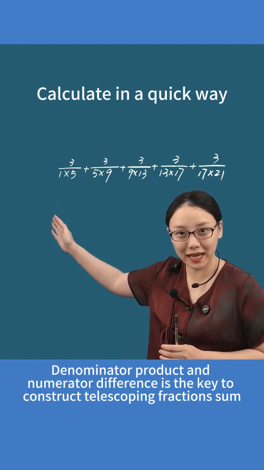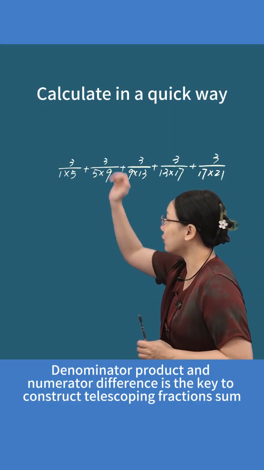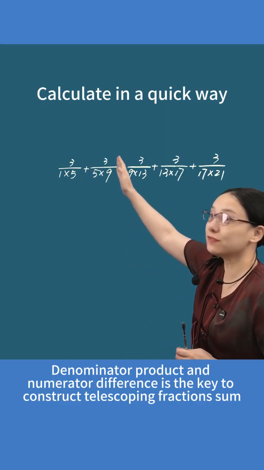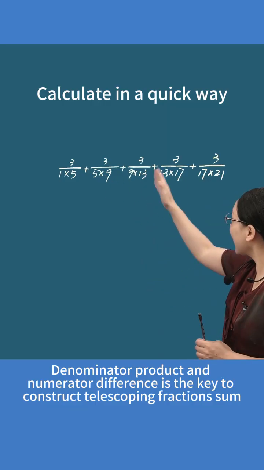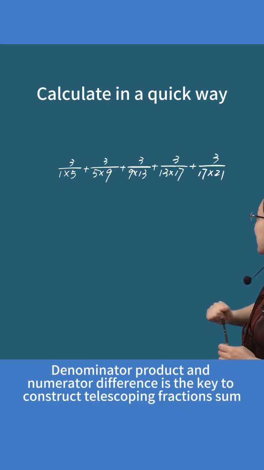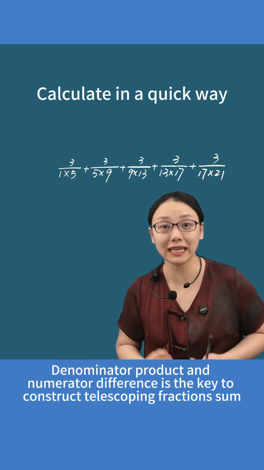Here's a tricky final exam question from Xiaoji, and it really stumped quite a few top students. Let's take a look at the problem. The question asks us to calculate 1 times 3/5 plus 5 times 3/9 plus 9 times 3/13 plus 13 times 3/17 plus 17 times 3/21. Just reading the question takes a while.